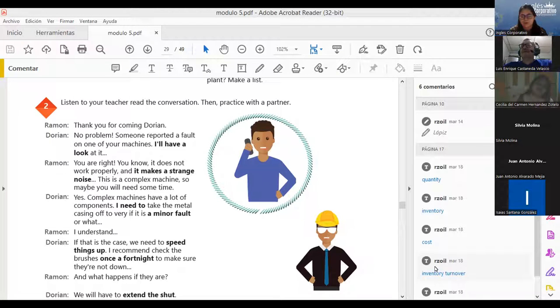I recommend you check the brushes once a fortnight to make sure they're not down. And what happens if they are? We will have to extend the shot.